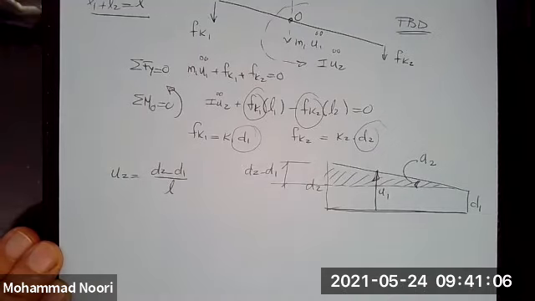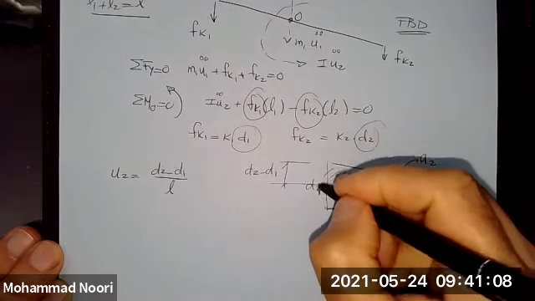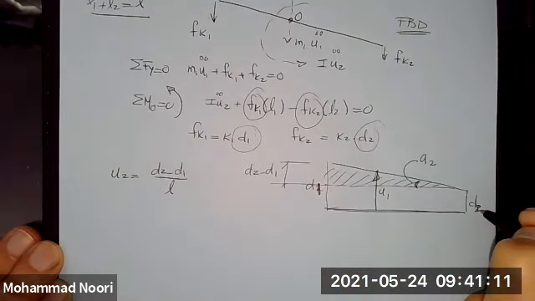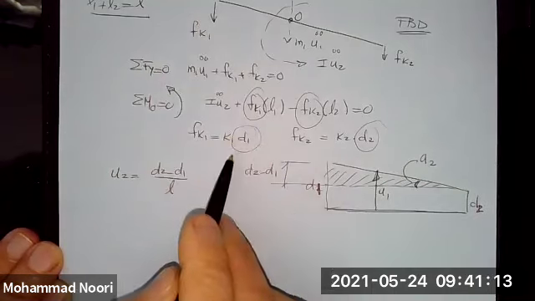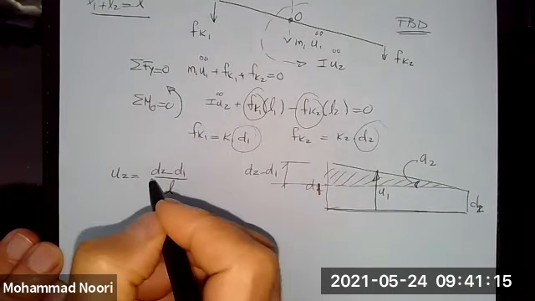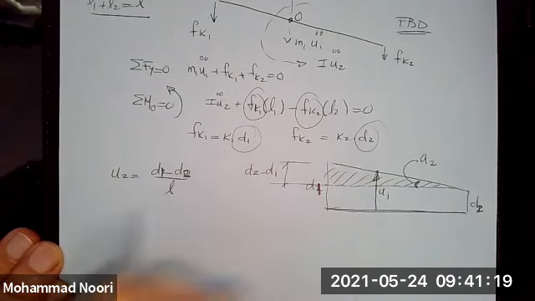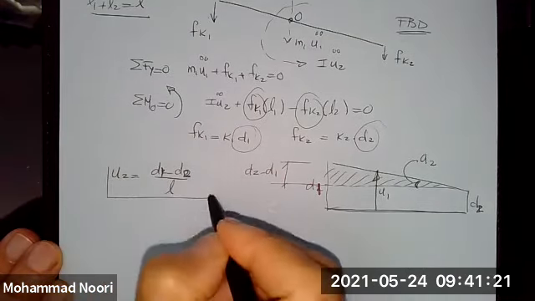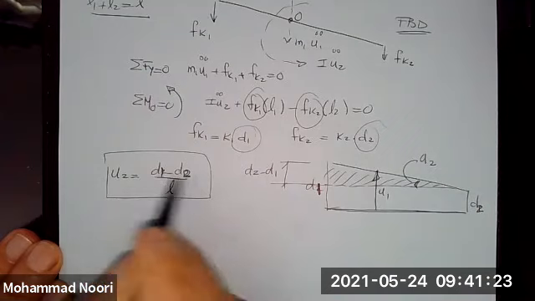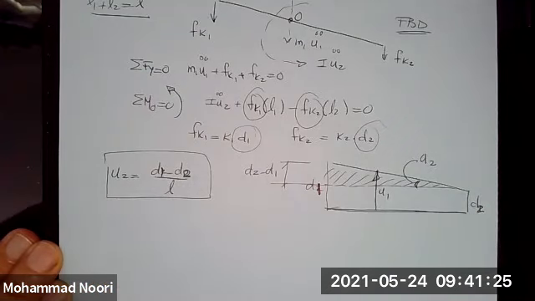Oh, actually, I reversed it. This is what I had called D1. This was D2, so I'm confusing you, right? So it would be D1 minus D2, okay? So that's U2 and its relationship to D1 and D2.